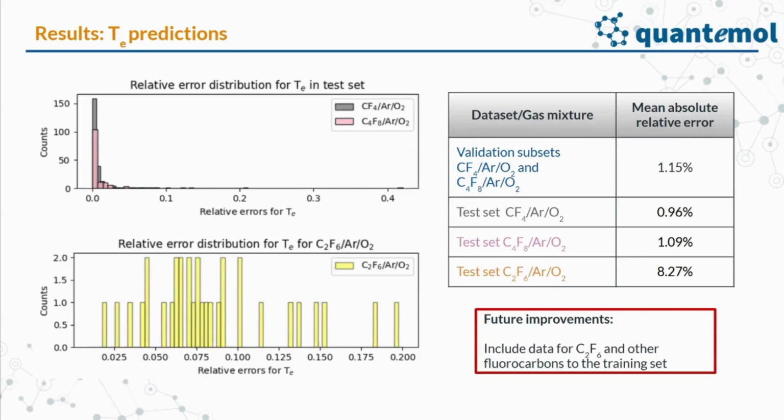The lower graph shows the relative errors for the unseen gas mixture C2F6 plus argon plus oxygen, and of course they're way worse. The largest error that we got is 20%, but for most of the test cases it's within 10-15%, and the average error is 8.27%, which is still a good result. This again highlights the necessity of including different fluorocarbons into our training set to improve the generalizability of the machine learning model.